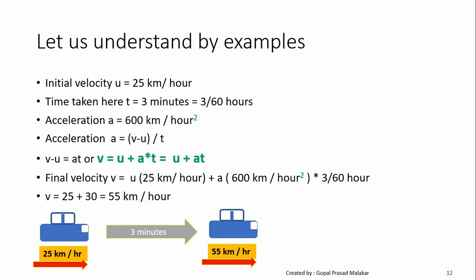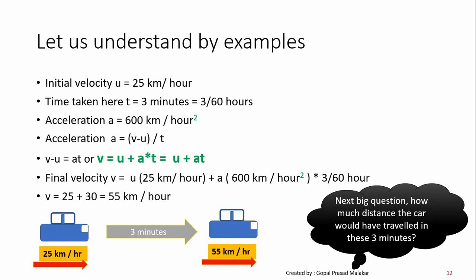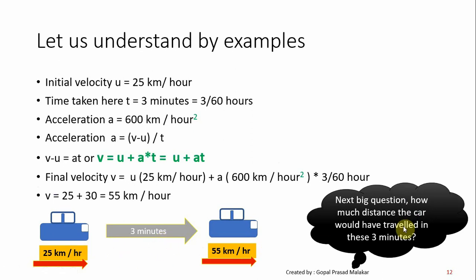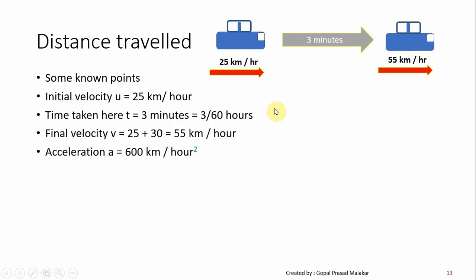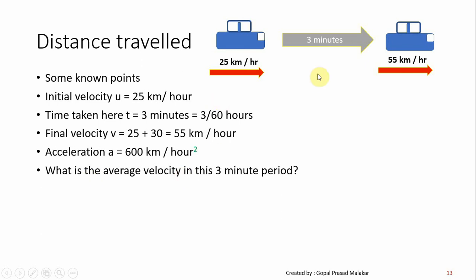Now let's take a close look at this once again. And one more question comes, how much would the car have traveled in these 3 minutes? That's a very important question. So let's understand it better. So here the speed was 25, in 3 minutes it became 55. However, if you take a close look, as I explained in the beginning, every minute it is changing by 10.